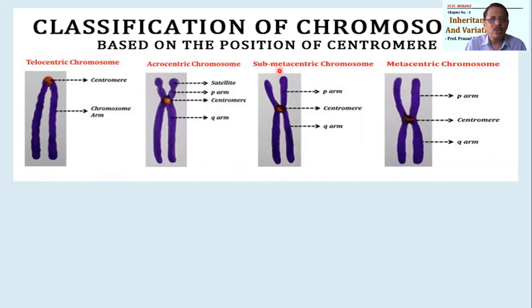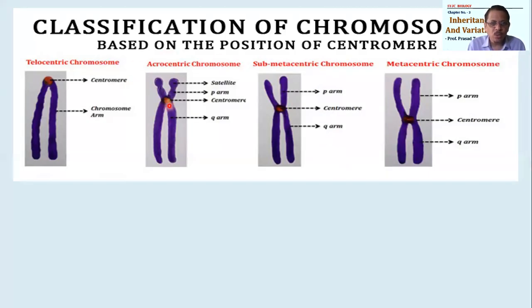The second one we are going to say is the submetacentric chromosome. Centromere here is present nearer to the center, but not exactly at the center. Where is the centromere of the chromosome here? It is near the center, but unlike the earlier one, where it was exactly at the center, here it will not be exactly at the center. And that's why the P arm and Q arm are not equal. The P arm is shorter, the Q arm is longer. So that's the idea behind it.